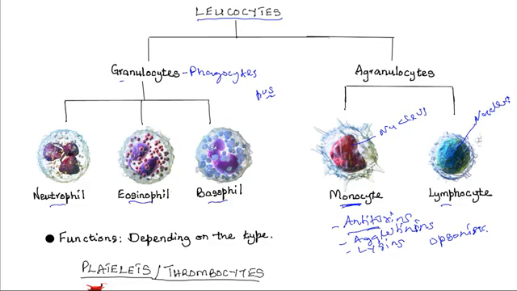Now, the fourth component of the blood is the platelets, also known as thrombocytes. Platelets are fragments from large cells in the bone marrow. They are in fact cellular fragments.